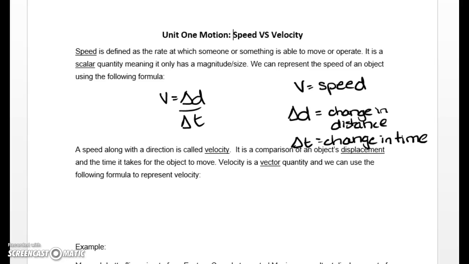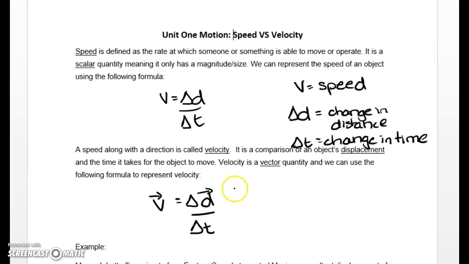So you usually attach a direction along with those units. It's a little bit different than speed. With that said, velocity is a vector quantity, and we can represent it using a very similar formula, which is v with an arrow over it is equal to delta d with an arrow over it, divided by your change in time. All of these arrows represent vector quantities. That's how you know the difference between your speed equation and your velocity equation.